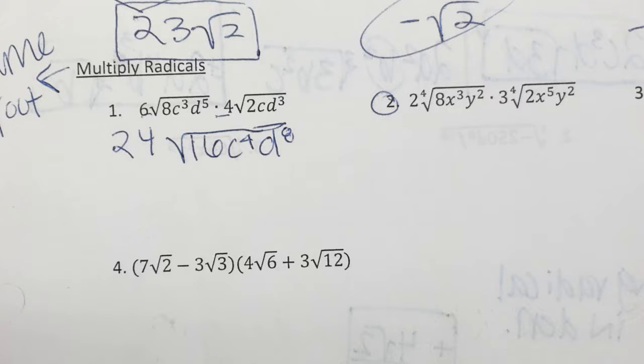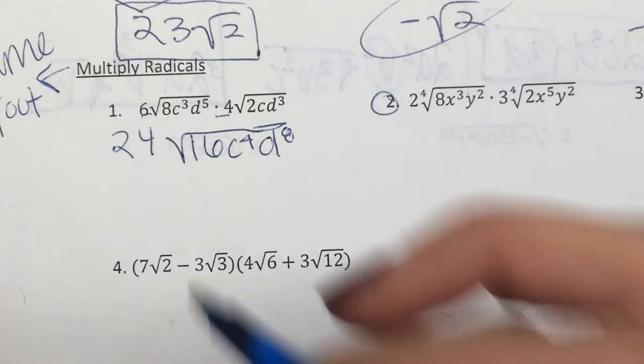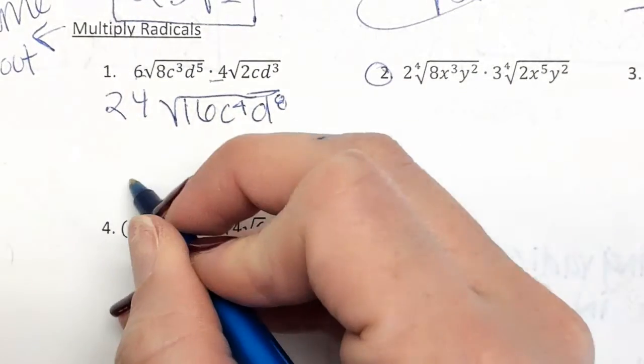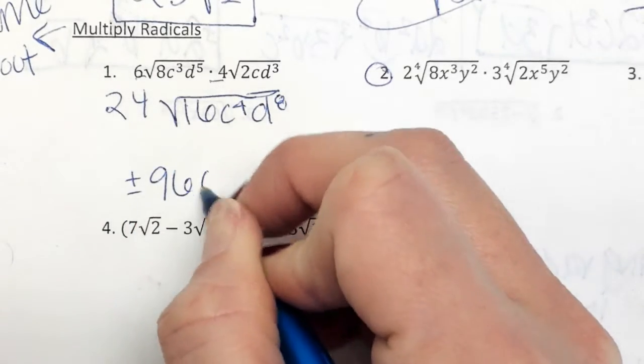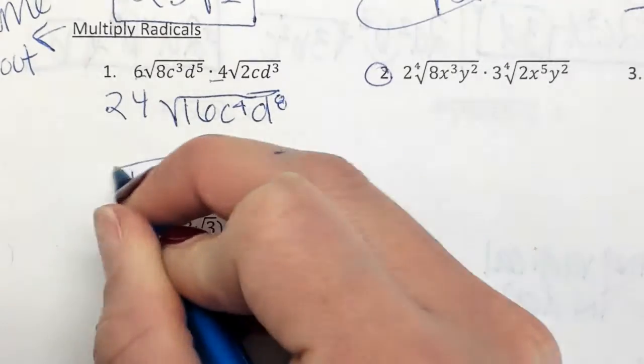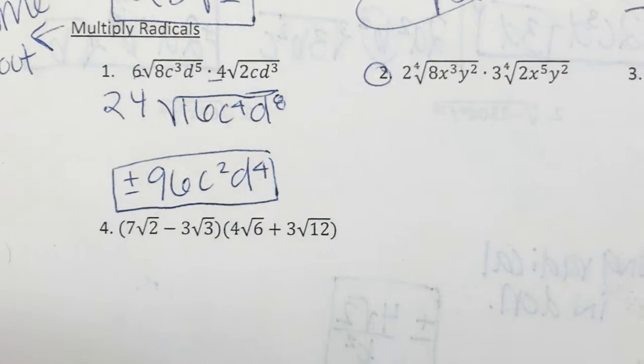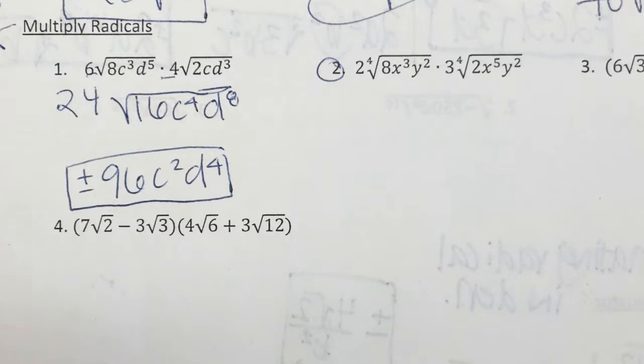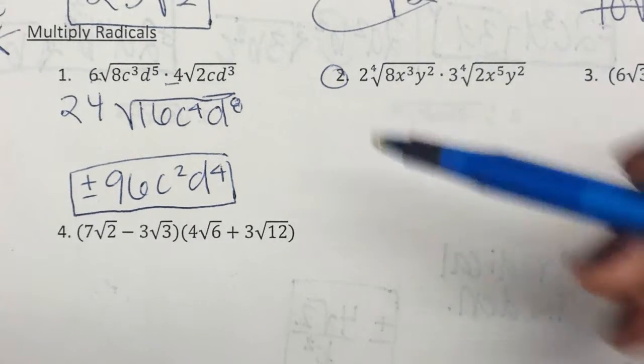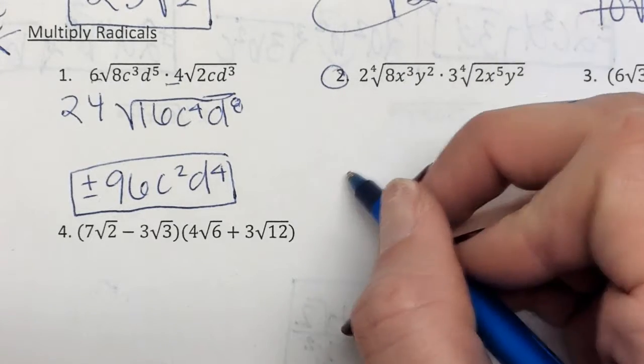I think everybody's done with those two. I just want the final answer whenever I call on you guys. So, Cheney, what'd you get for your final answer for number 1? 96 C squared P2. Good. Just don't forget that plus or minus. Alright. Yvonne, did you finish number 2? Alright, what'd you get?